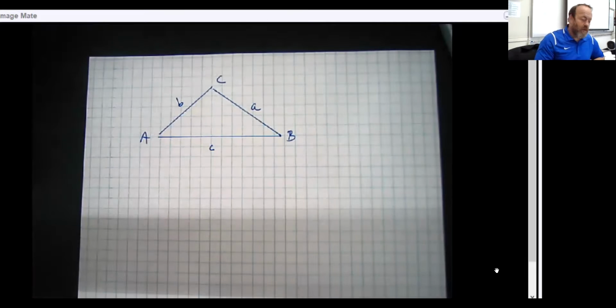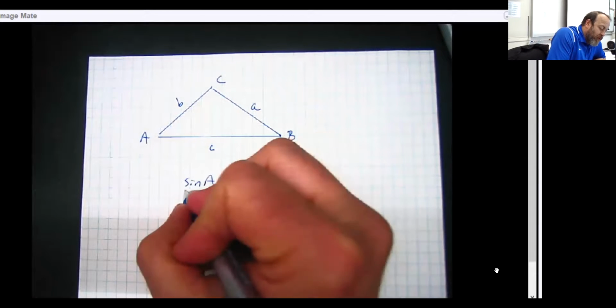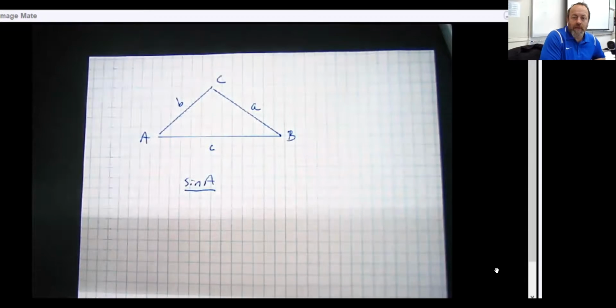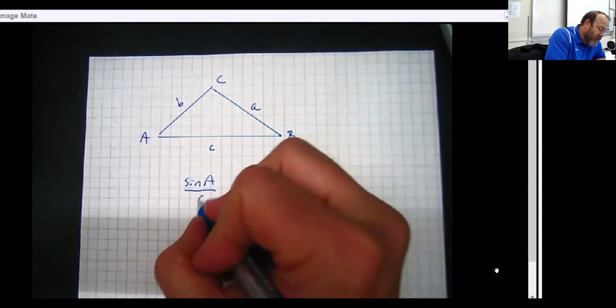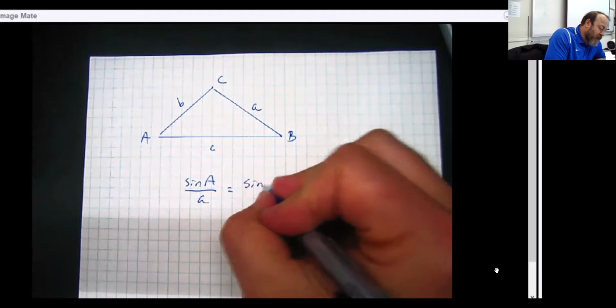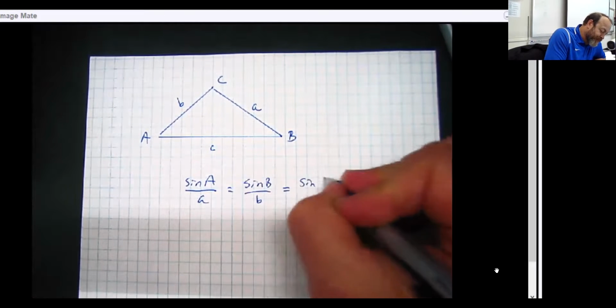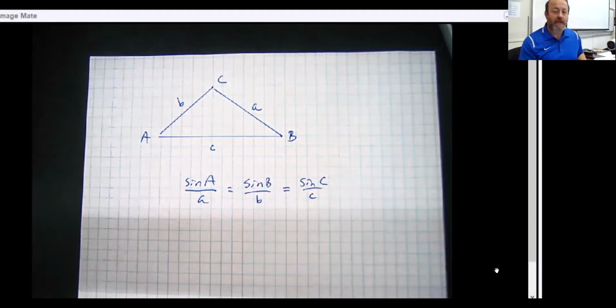And so what we learned a little while ago was that the sine of capital A, which is an angle usually measured in degrees, divided by the side little a, which is across from it, would be the same as the sine of big B over the side opposite it. And by extension, the same thing with C.